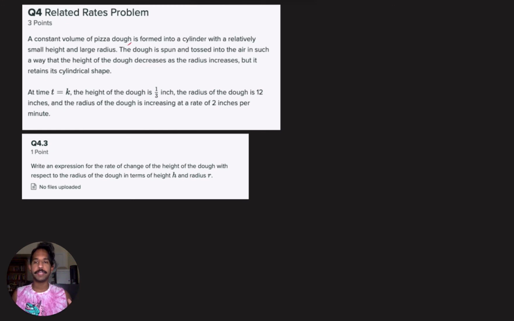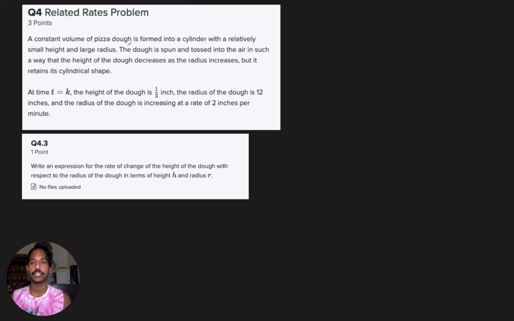We're still talking about the pizza dough here for question 4.3. This pizza dough is being tossed up, but now 4.3 is asking us to write an expression for the rate of change of the height of the dough with respect to the radius of the dough in terms of height h and radius r. This one's a little trickier. The reason for that is because this is not the rate of change of the dough with respect to time. This is not dh/dt.